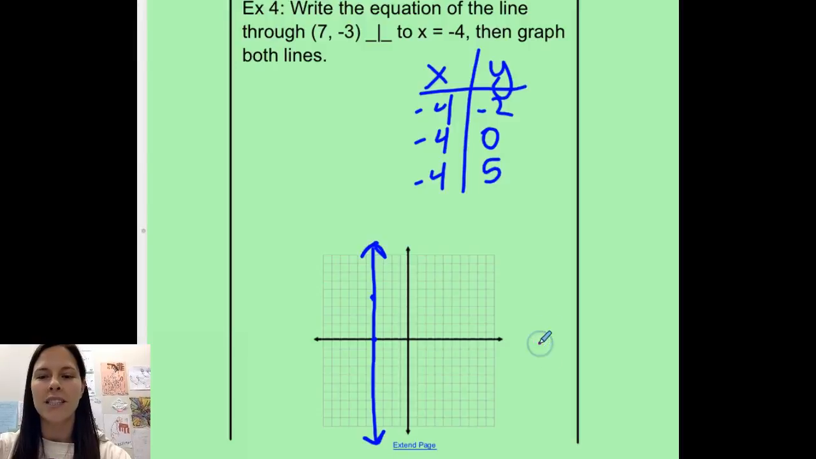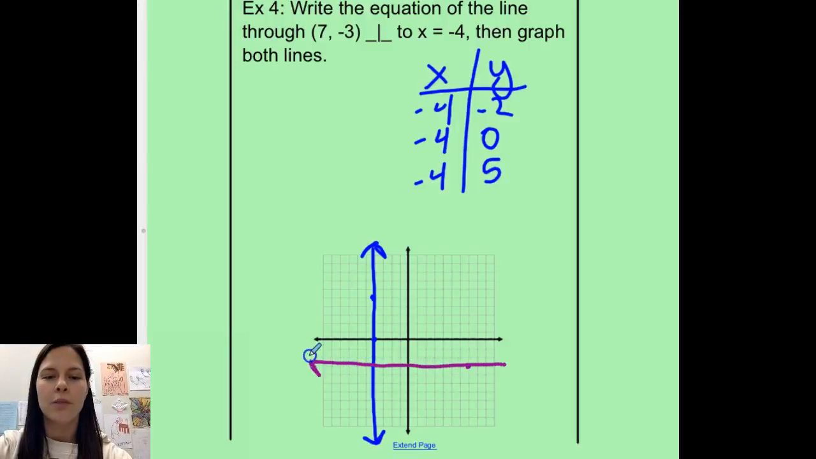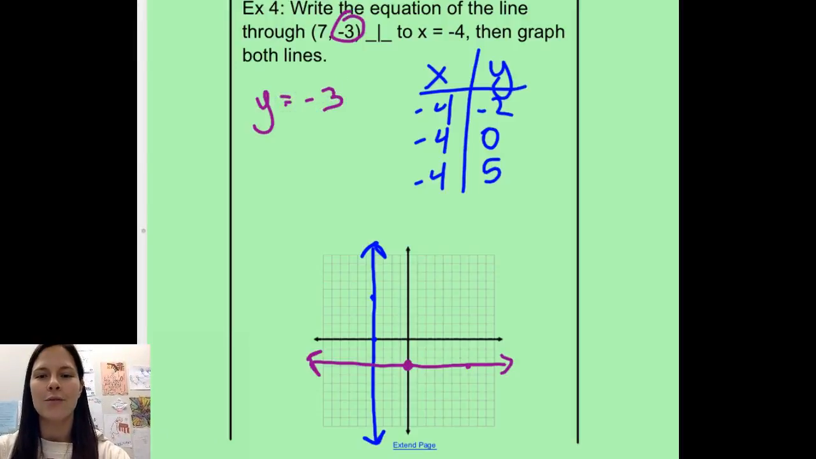Then we'll plot that point (7, -3), right 7, down 3. And in order for our lines to be perpendicular, it needs to be horizontal. So to write the equation of this line, notice it has a y-intercept, but not an x-intercept. So the equation of this line will be a y equals equation, and we'll get what y equals either from the ordered pair or from where the graph crosses the y-axis. y equals -3 is the equation of the line perpendicular to x equals -4.